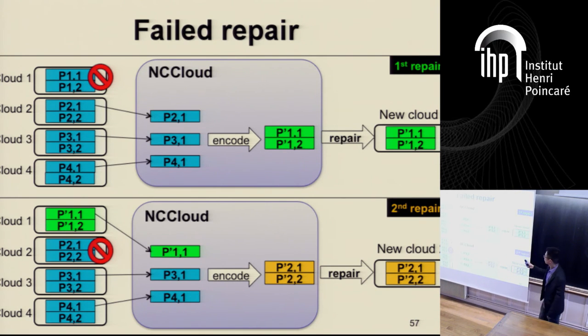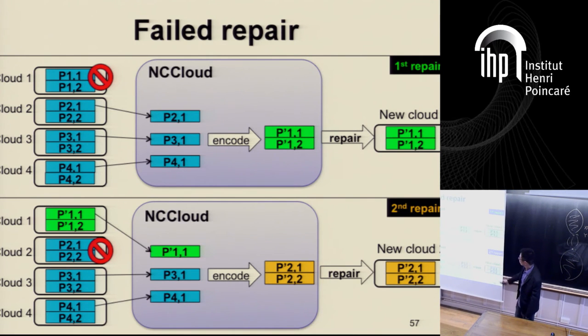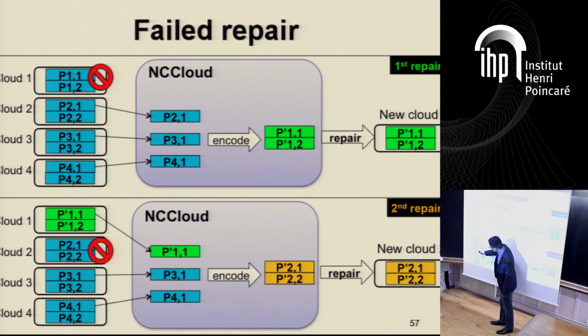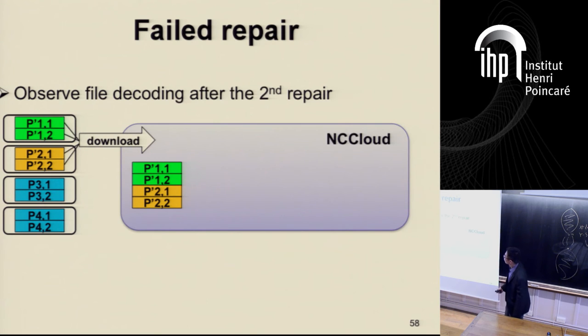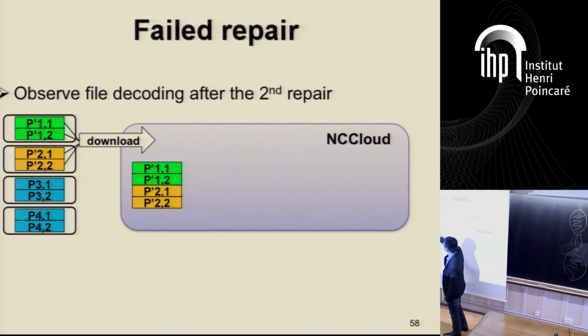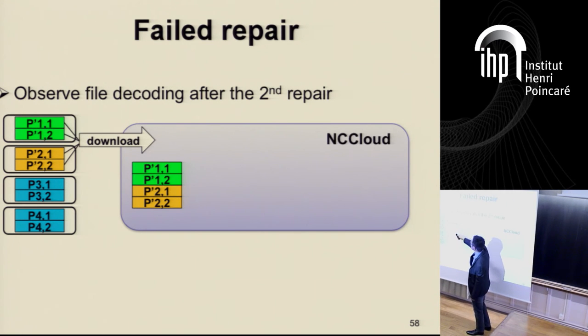Okay, and this is the second repair. In this repair, we select these three chunks to do the second repair, and it looks like this. After these two repairs, we can observe that we select the first two clouds to do the decoding, to rebuild the original file.